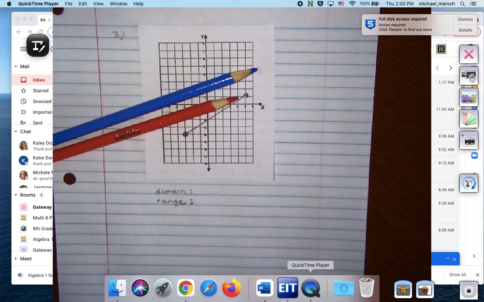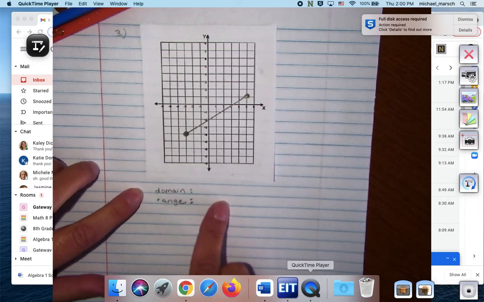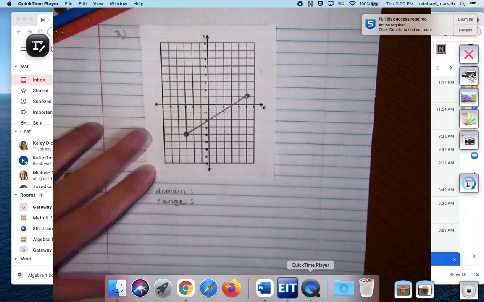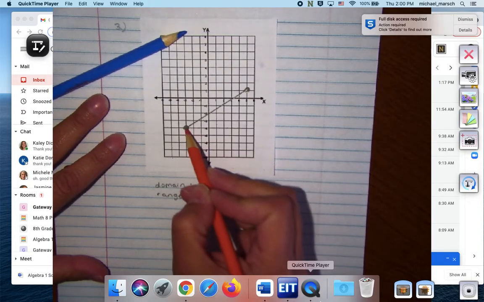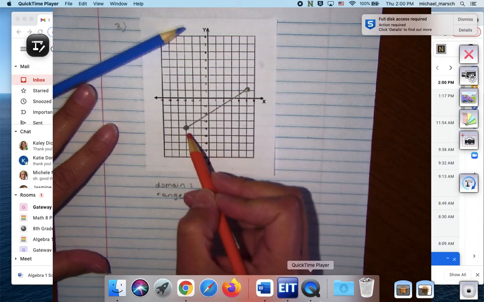Okay, so this is when you guys need to look, listen, and learn, because every year I have students that 100% weren't paying attention in those 2 minutes I was explaining, and then they just never get it. I don't want that to happen to you. Okay, so remember, domain is the X values. This is the X axis. Pencils down, you're just looking, listening, and learning. I'll give you plenty of time to write this.